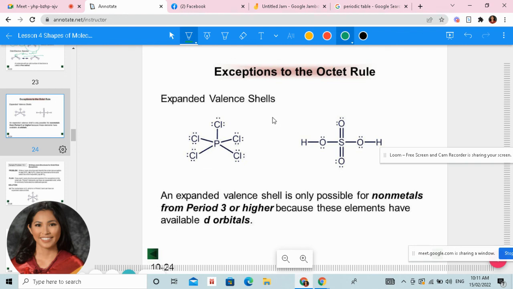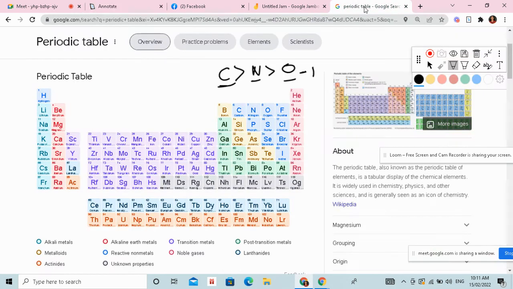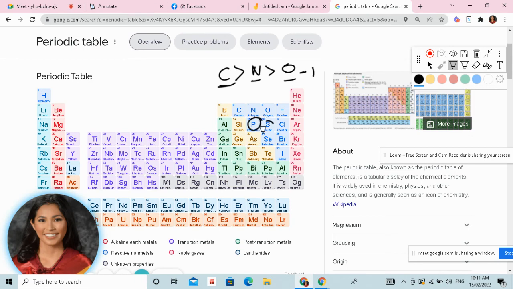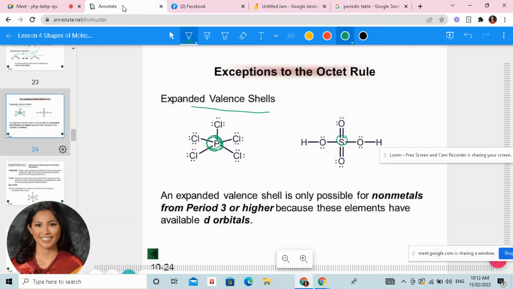Then we also have the expanded valence shells. Now we have the phosphorus, phosphorus and then your sulfur. Phosphorus and sulfur are exempted from the octet rule. But these ones have no exemption. Okay, this is exempted.